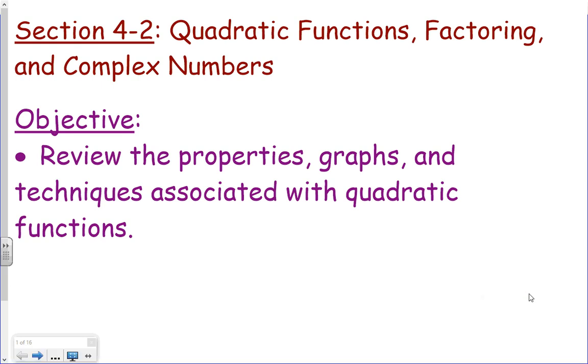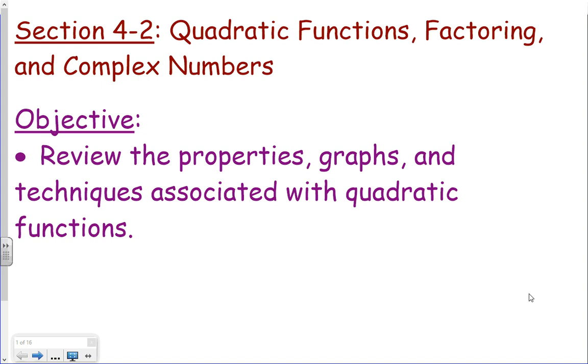All right, open up your book to section 4-2. We're on page 178 in your book, and the title of this section is Quadratic Functions, Factoring, and Complex Numbers. The objective for this section is to review the properties, graphs, and techniques associated with quadratic functions.